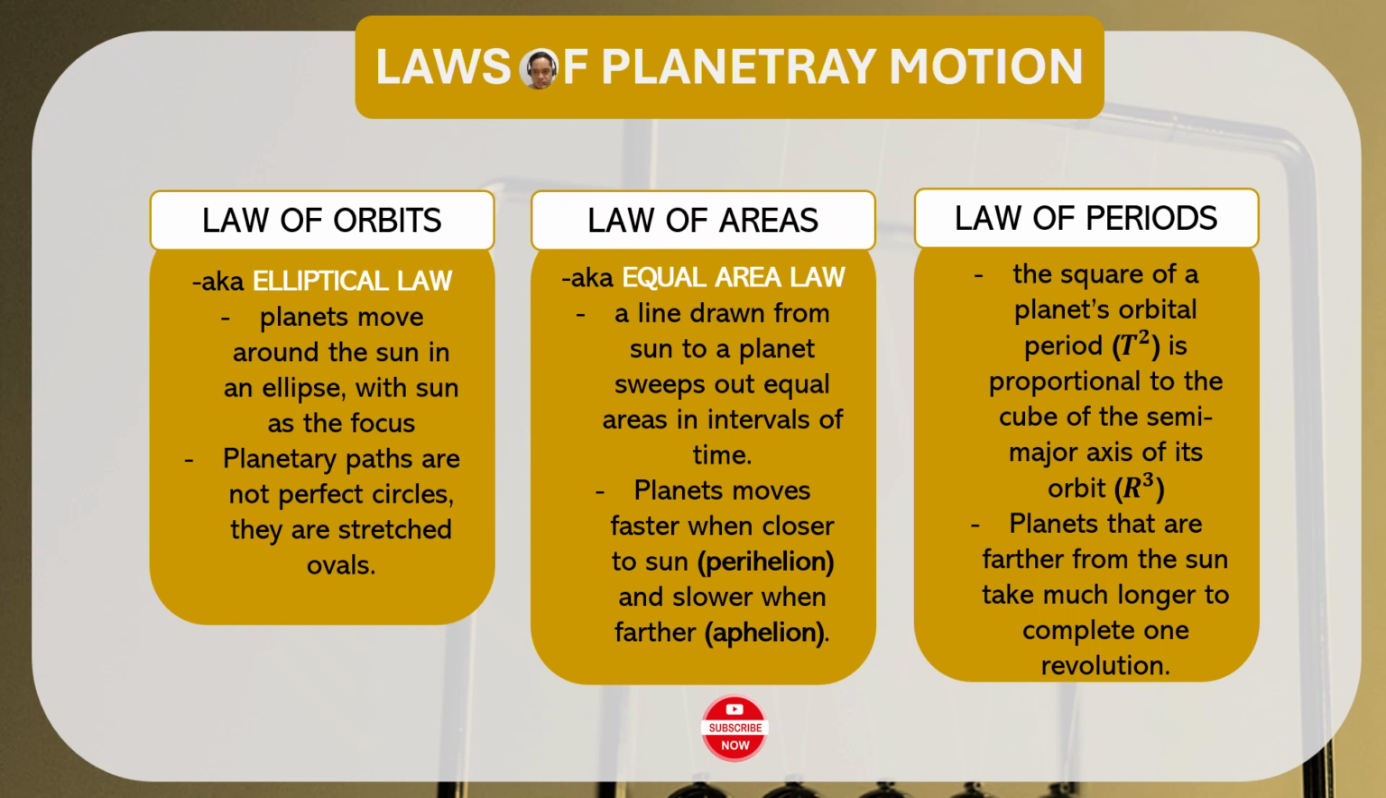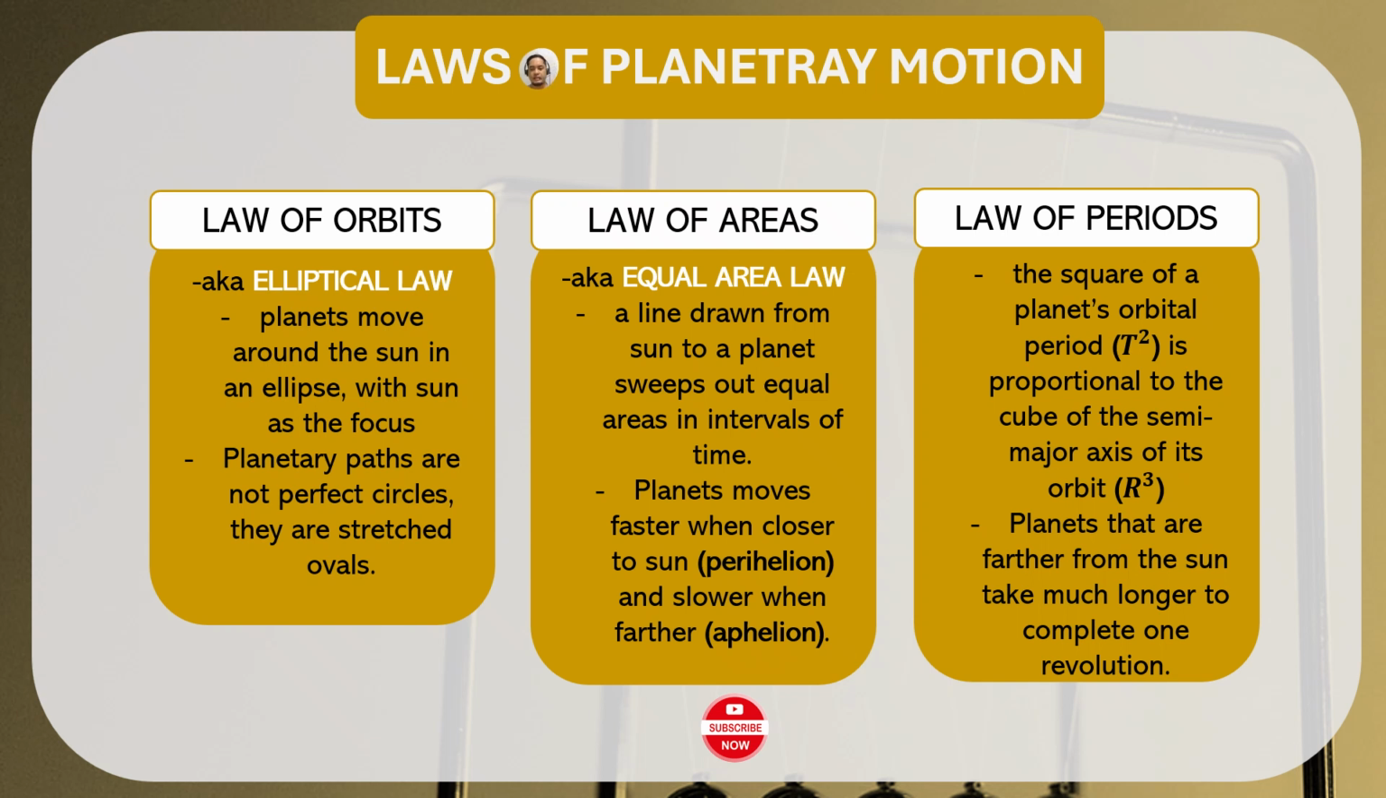If you want to draw a perfect ellipse, you can take two push pins, place them end to end, and use a knotted yarn. Place your pen there and stretch it out as you trace the shape, and you can draw the perfect ellipse.